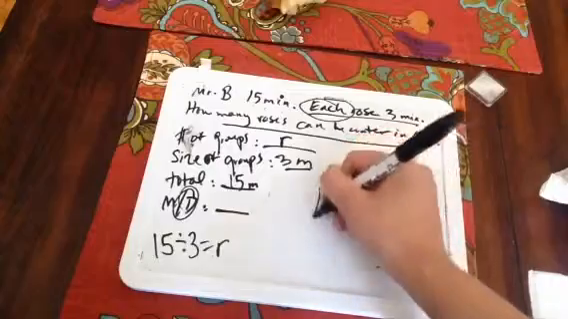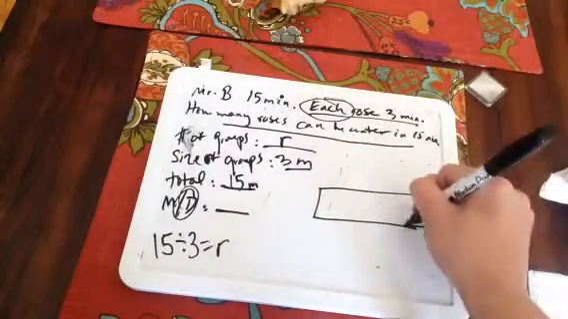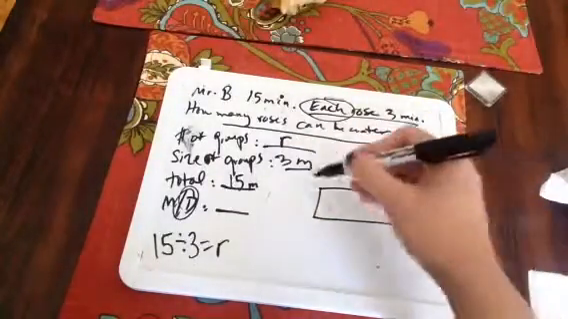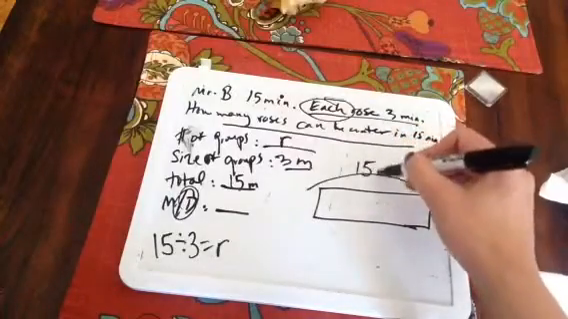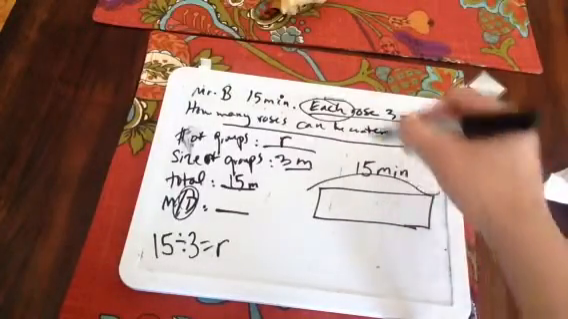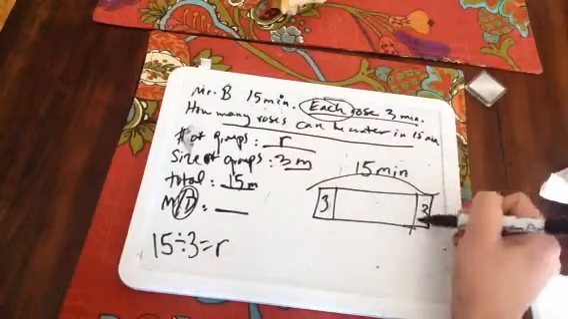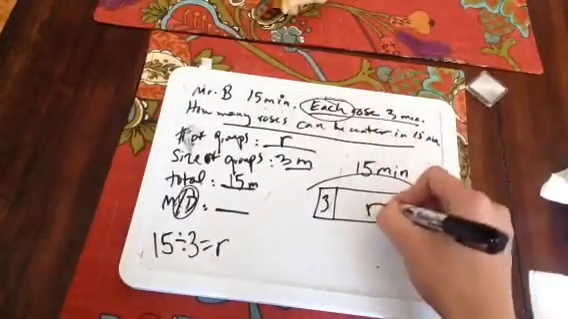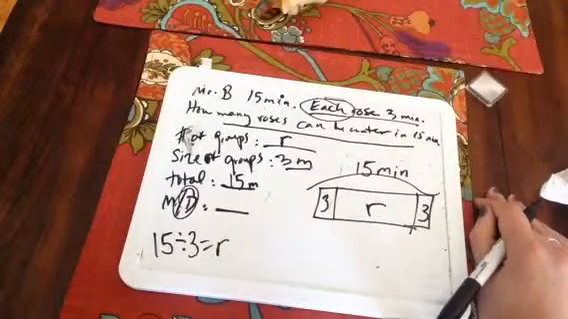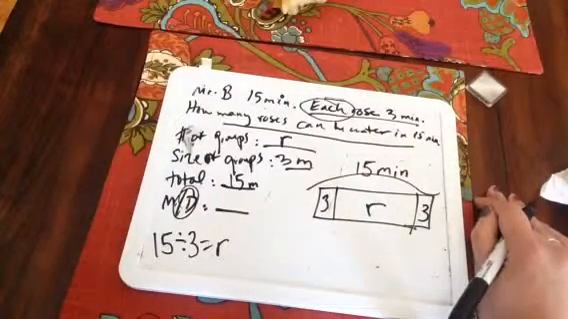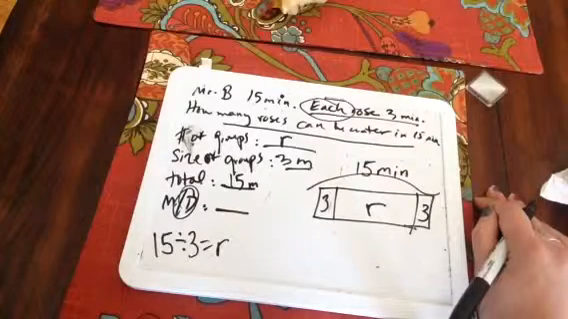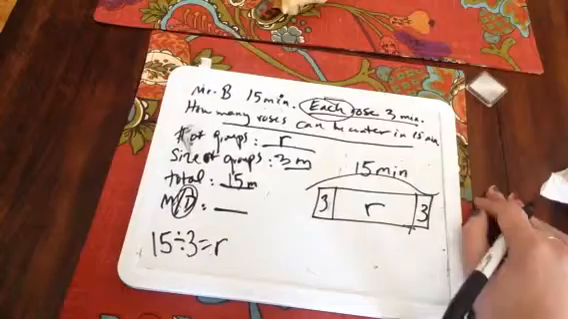We got to draw it, so let's model it, okay? So, do we know the total? Yes, 15 minutes. Do we know the size of the group? Yes, 3. But we don't know the number of groups, so that's where we're going to put our R. Okay, that's just how they tell us to make this tape diagram for when we don't know the number of groups in a division equation.